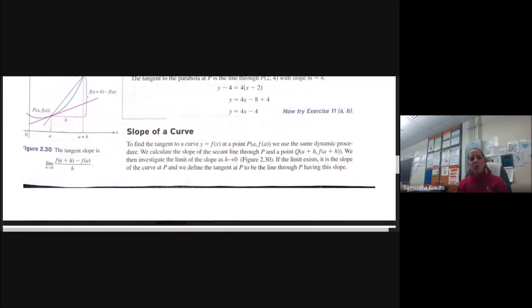We can calculate the slope of the secant line through P at a point. Okay, we then investigate the limit of that slope as h approaches 0. If the limit exists, it is the slope of the curve at P, and we define the tangent at P to be that line through P having this slope.